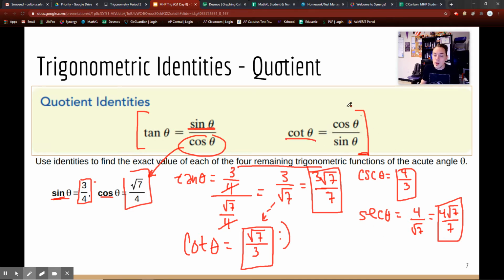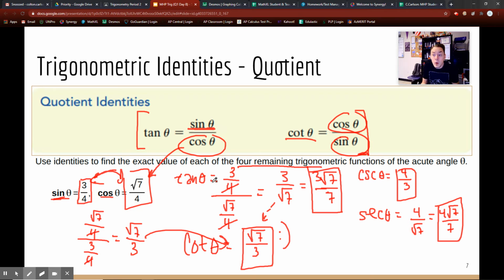Could you use this one? Yeah, absolutely. If I wanted to use cotangent, guys, I could use cosine all over sine. So cosine I have, sine I have. So I could do radical 7 all over 4 divided by 3 all over 4. And then the 4's go poofy, and I still get radical 7 all over 3, which is exactly what I got there. I could have put those on top of each other, just like I did with tangent. It works out no matter what, which is awesome. Which is why trigonometry is so great.